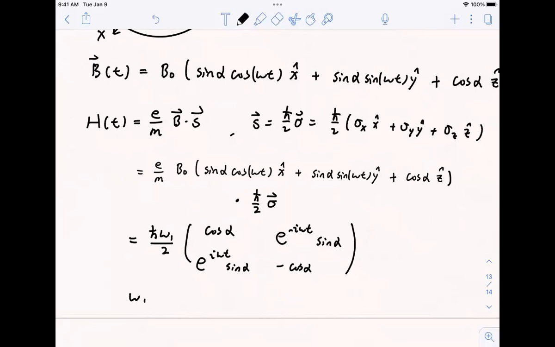And omega 1 will be EB over, sorry, not over H bar, over M. So this is the frequency of the oscillation inside the spin.